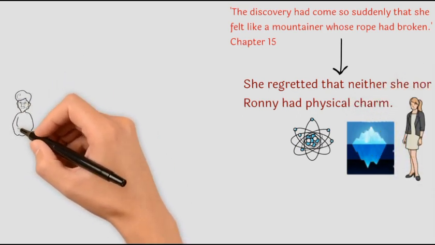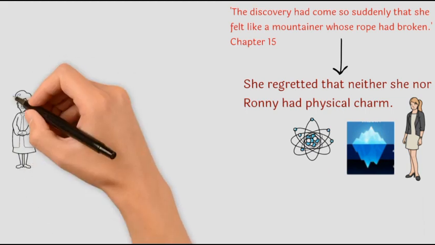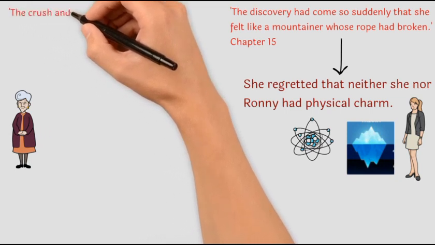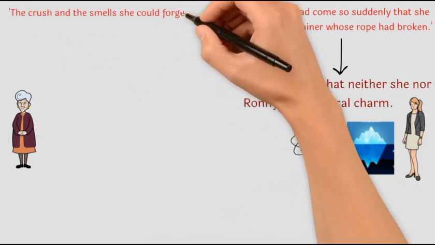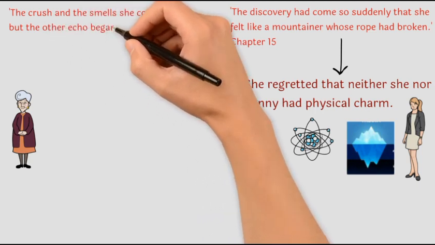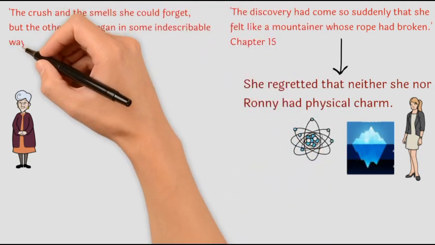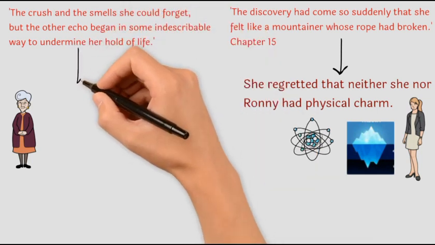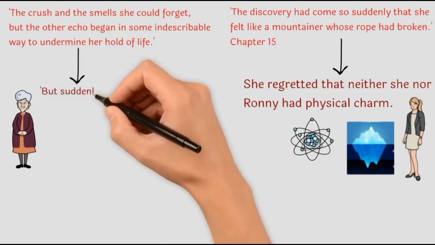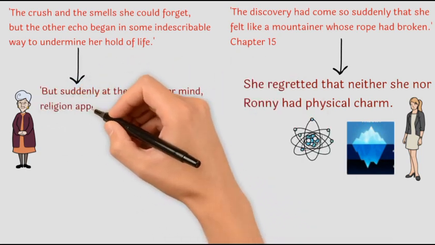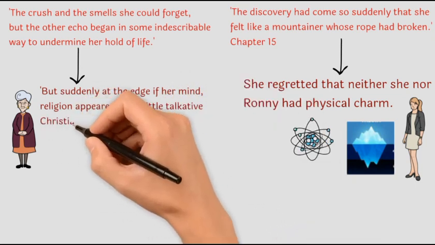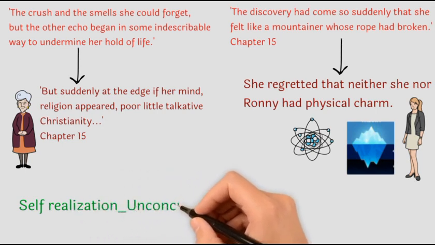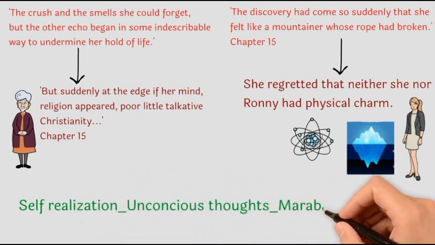Now, the mystery of Mrs. Moore is that because of ego, she goes into her unconsciousness. "As the crush and the smells she could forget, but the other ego began in some indescribable way to undermine her hold of life." Then she started thinking about her whole life and religion, which is shown in chapter 15 as: "But suddenly at the edge of her mind, religion appeared, poor little talkative Christianity." Her memories and thought patterns led her towards unconsciousness and then towards self-realization.